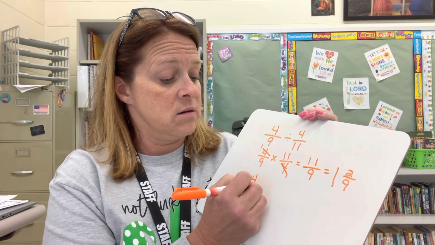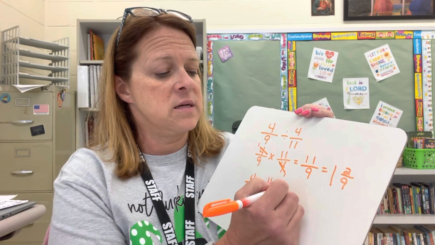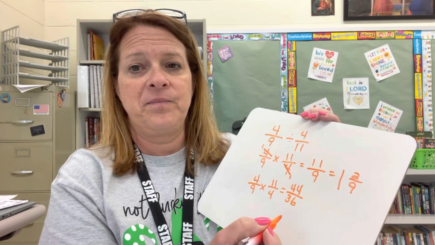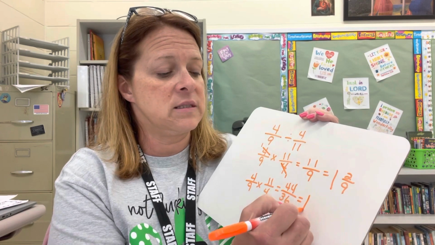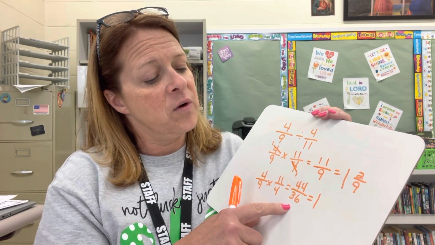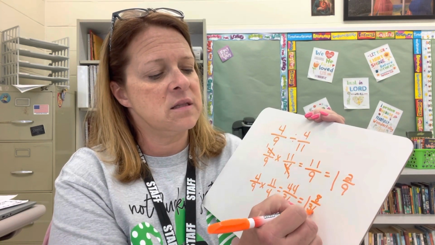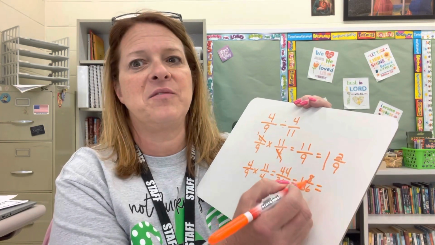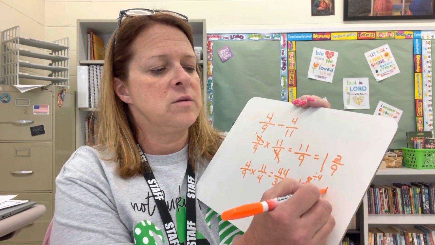If I didn't, I would end up with 44/36. And then when I divide, 44 divided by 36 is 1, and I have 44 minus 36. I have 8/36 left over. 8 and 36 have a common factor of 4.